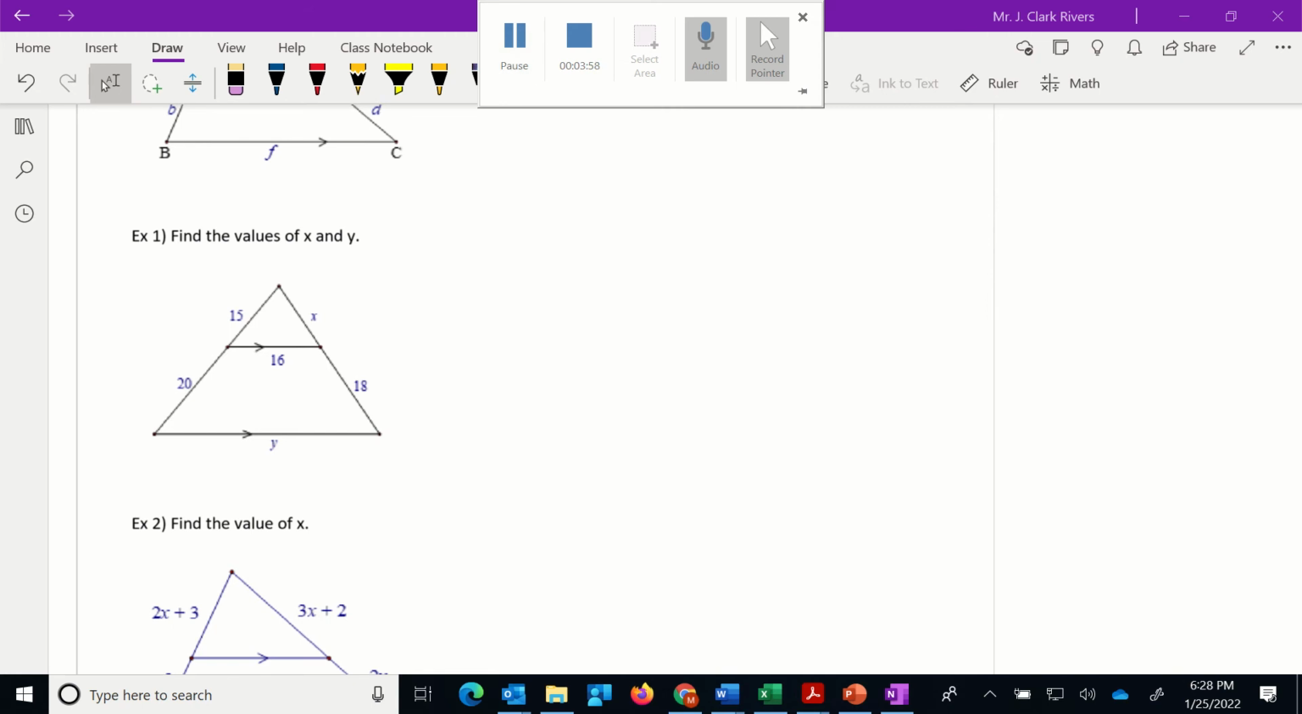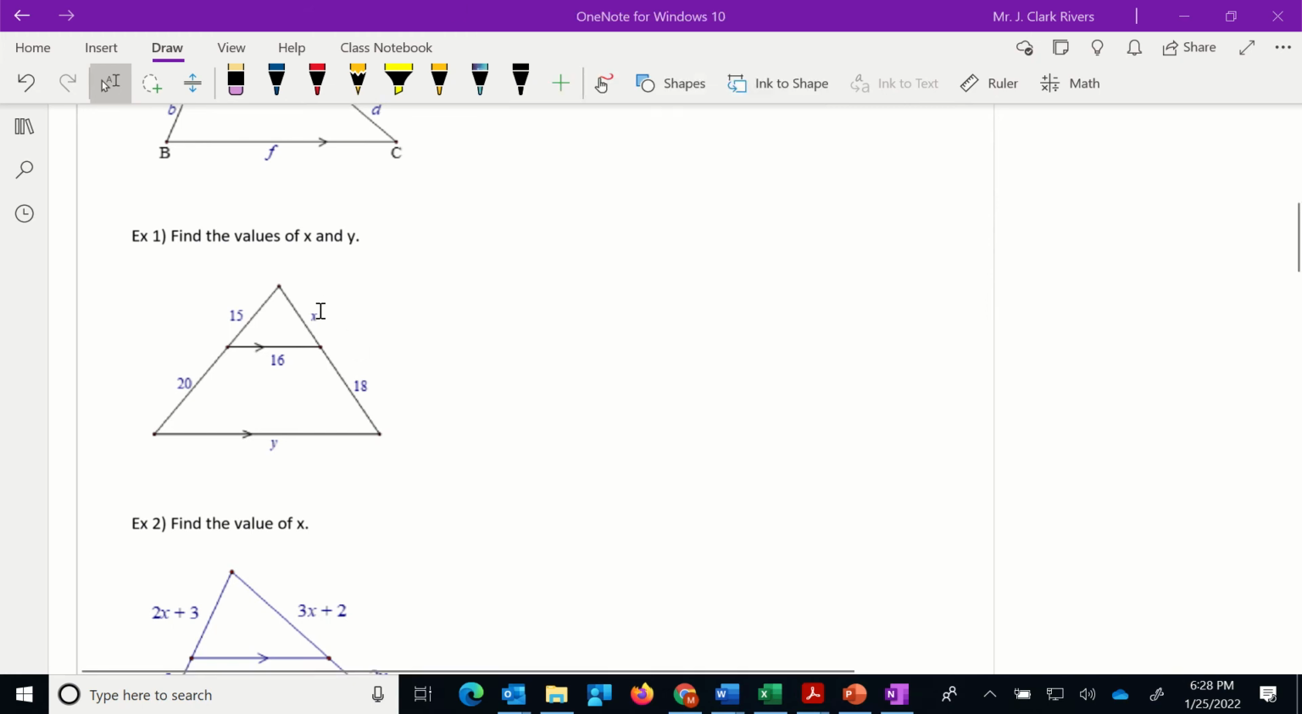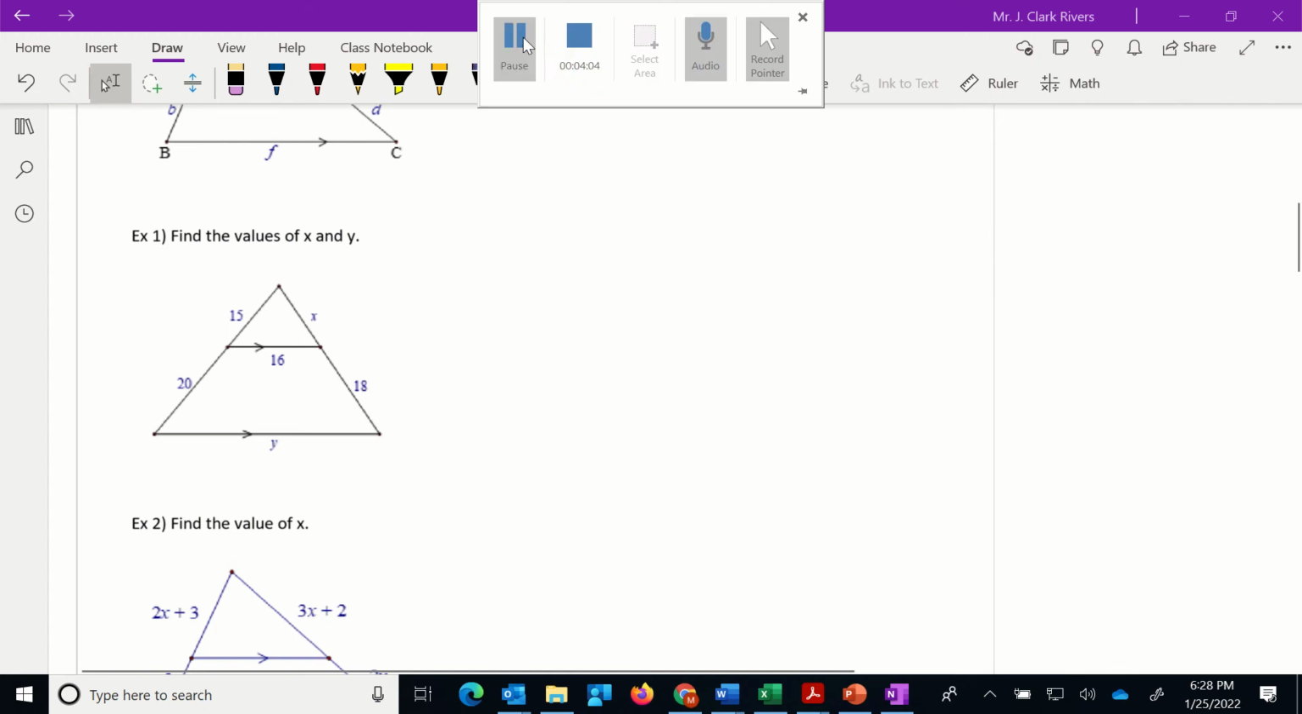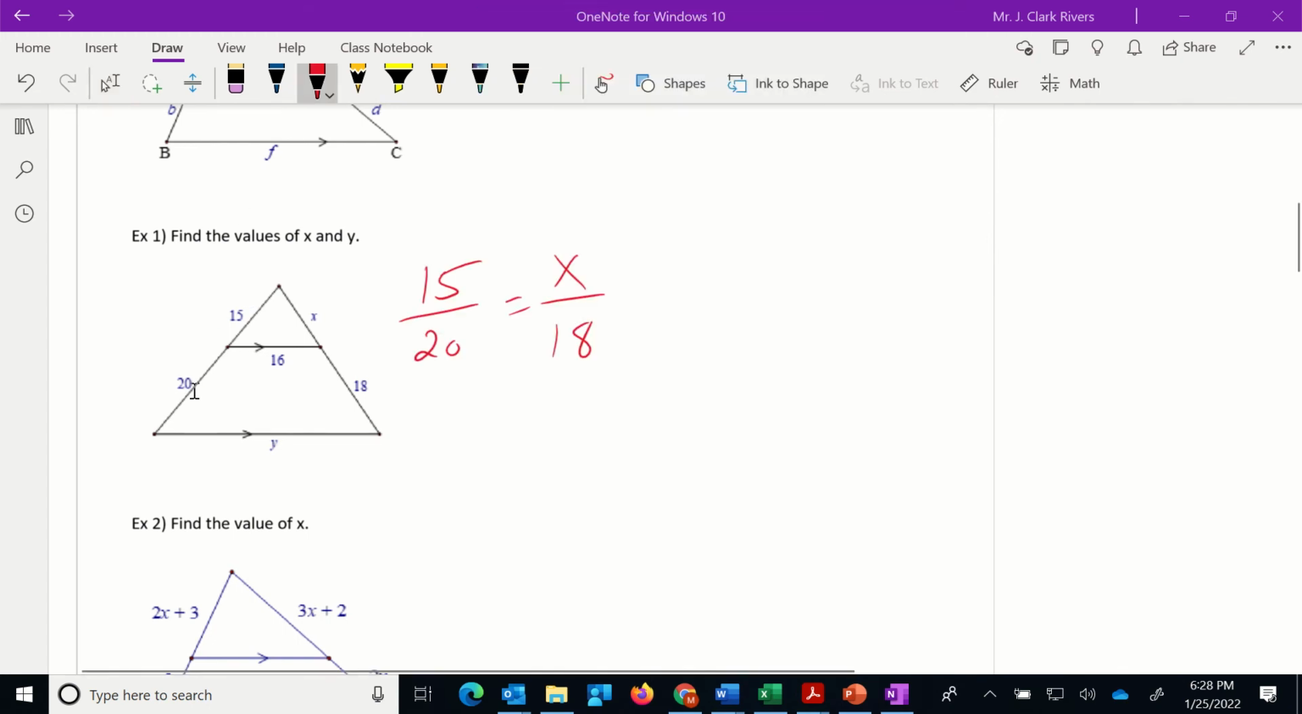Okay, so if I start with x, x is here in the top right. So I need a proportion with x in it. Well, one that we can come up with is this. Top over bottom, 15 over 20, is equal to top over bottom, x over 18. Now you may have gone left over right, which means you might have had 15 over x equals 20 over 18. That would also work.